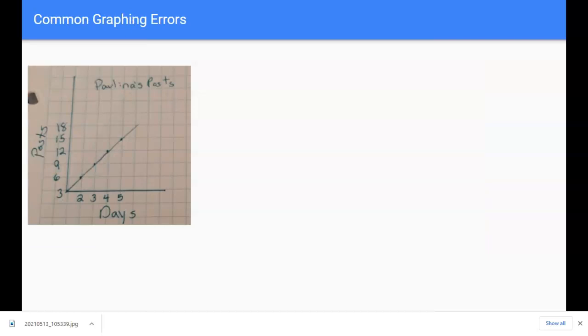Now let's take a look at a few common errors that I've seen in the last few days. This graph has a lot of good things about it. It's got a title, it's got labels, but the problem is that it's not starting at 0. If you see, they've got 3 down here at the line, and because this is 2, this would actually be a 1 on the x, and we always need to have this point be 0, 0. So you need to be starting at 0.